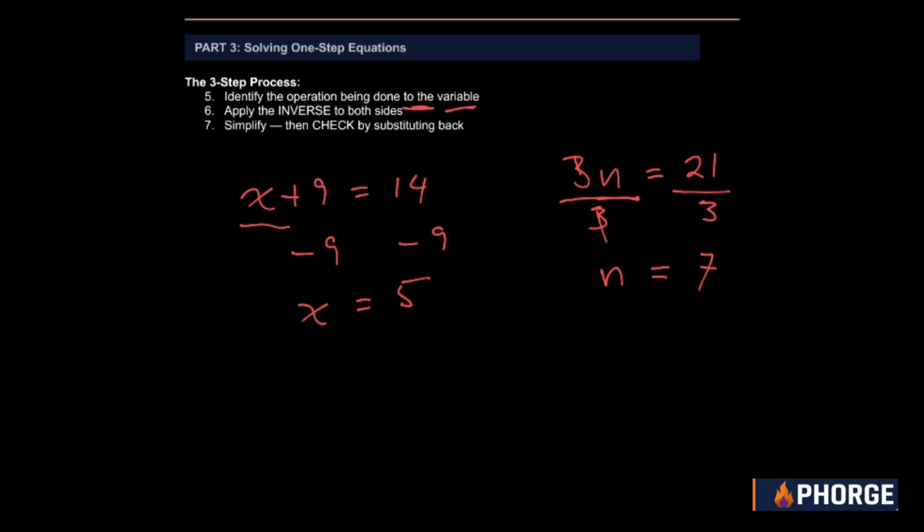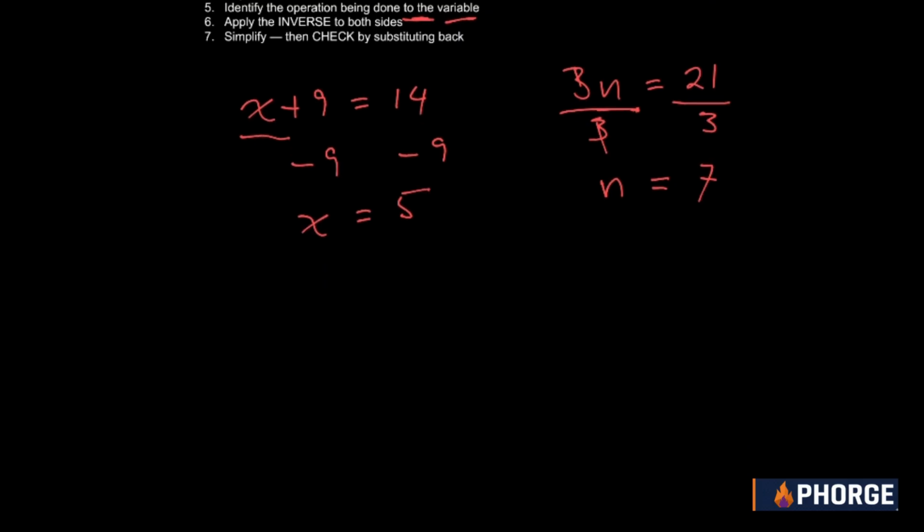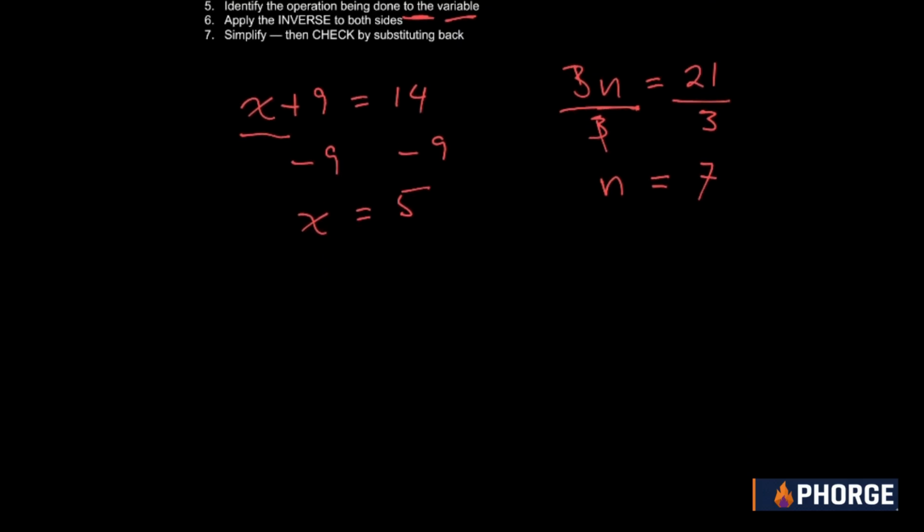So, and then you just simplify, and then you check by substituting back in. So let's go back and substitute over here on the left. We say x is equal to 5, so 5 plus 9 is equal to 14. 5 plus 9 is 14, equals 14. Good answer. All right, let's go back and substitute on the right-hand side.